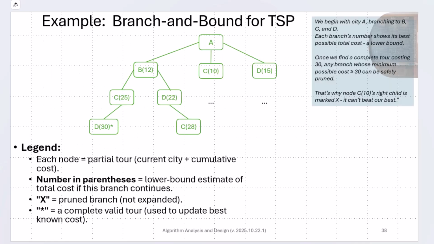Okay, so the legend: each node is a partial tour. The number in the parentheses is the lower bound estimate. X is pruned, star is a complete valid tour. And in some cases, you would get a suboptimal solution, but it might be good.